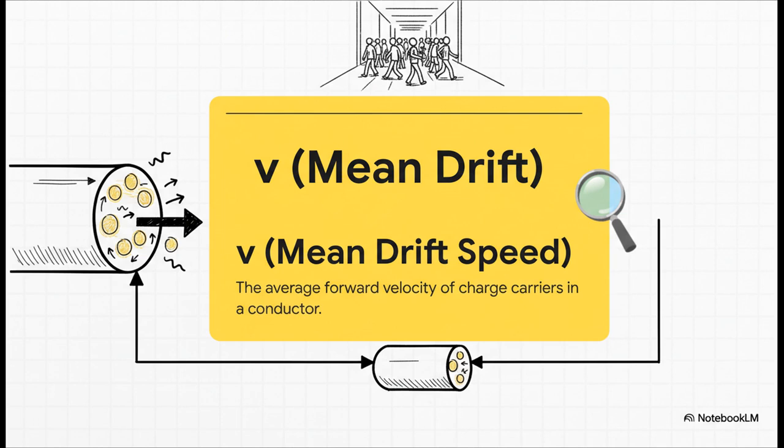Then we've got the mean drift speed. Now this is a key one. It's not how fast the electrons are randomly bouncing around, which they do, crazily. It's their average forward speed. It's how quickly they're actually managing to shuffle their way down that crowded hallway.